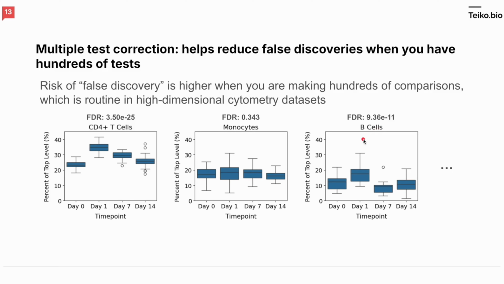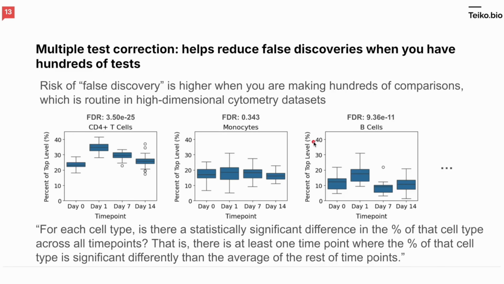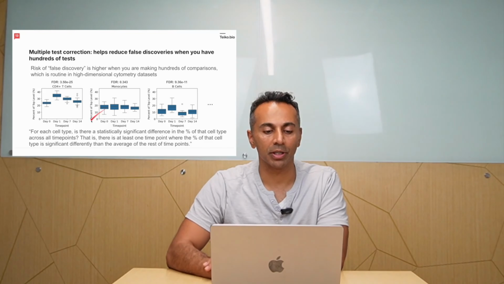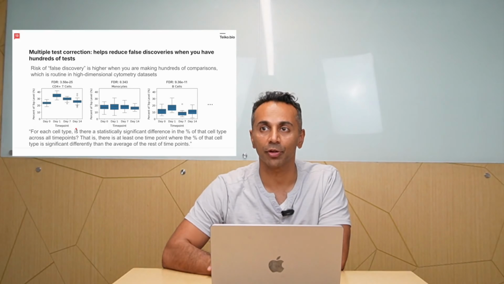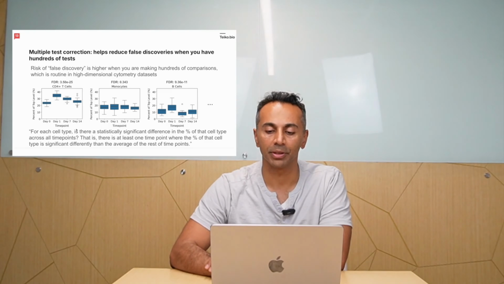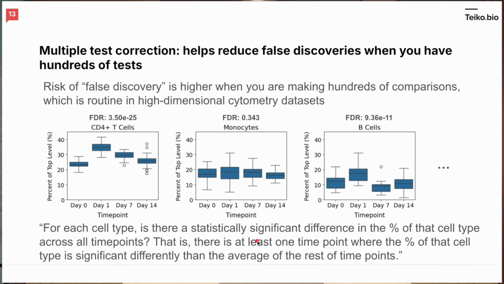So you can be doing this kind of test across hundreds or potentially thousands of comparisons. What this is intended to answer is, for each cell type, is there a statistically significant difference in the percentage of that cell type across all time points? That is, is there at least one time point where the percentage of that cell type is significantly different than the average of the rest of the time points? It doesn't tell you which one. You could probably guess from looking at this one, but it tells you that there's at least one time point that's different from the average of the rest.